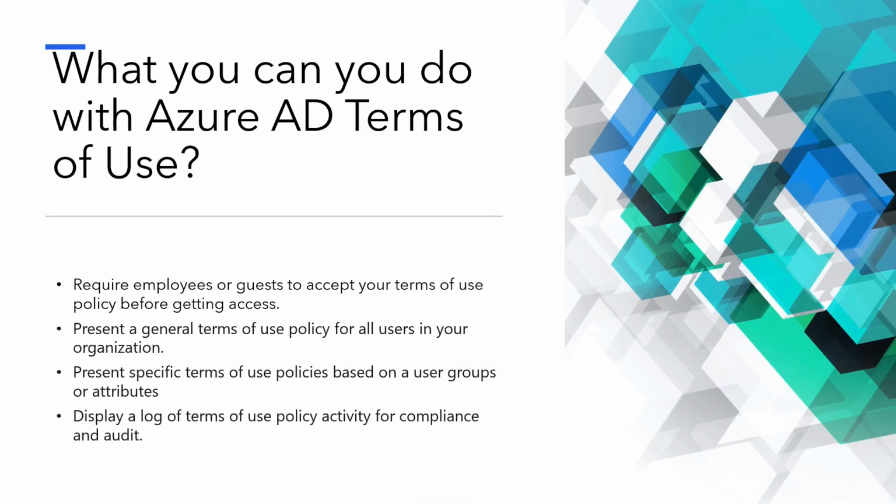Below are some common scenarios where you may use Azure AD Terms of Use in your organization. You can do things like require employees or guests to accept your terms of use policy before getting access to your environment. You can present a general terms of use policy for all users in your organization, or you can present specific terms of use policies based on user groups or attributes. You can also display a log of terms of use policy activity for compliance and audit.